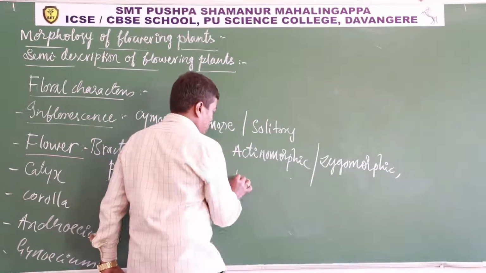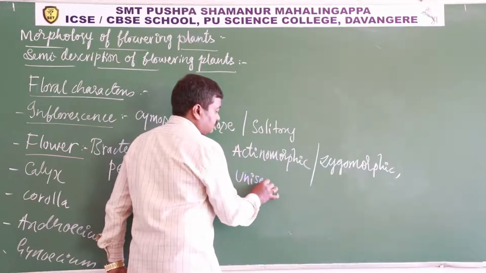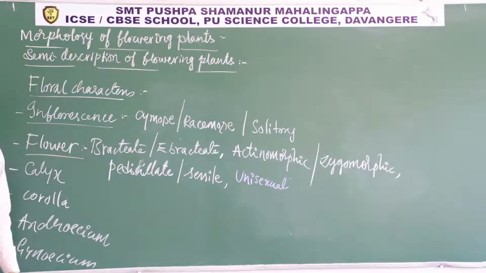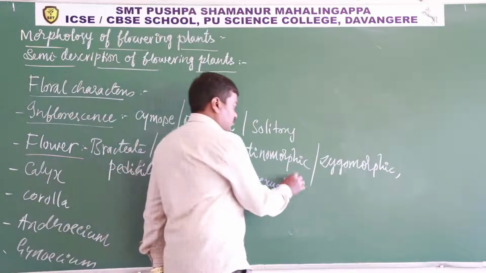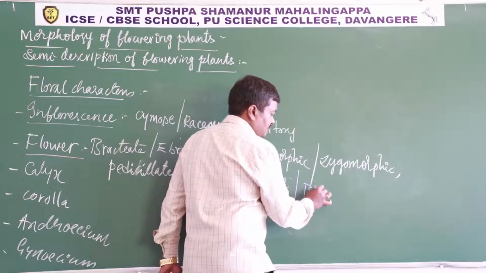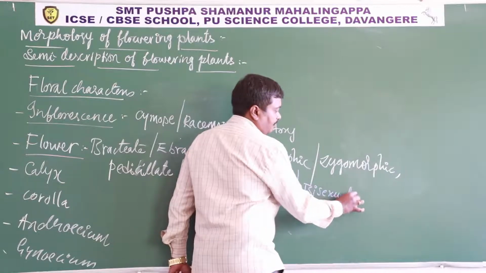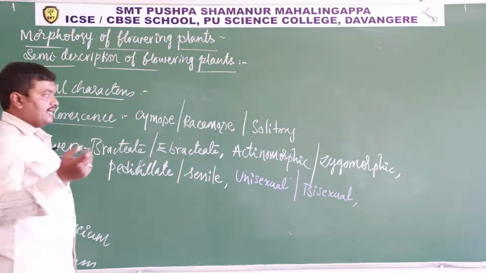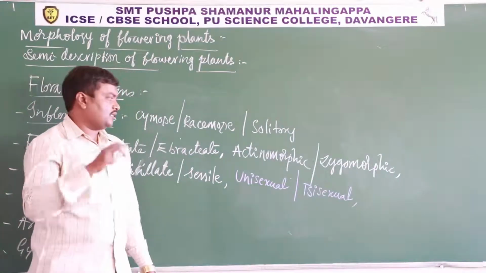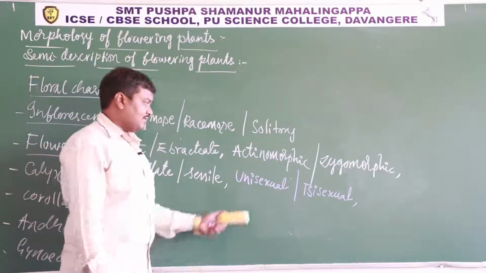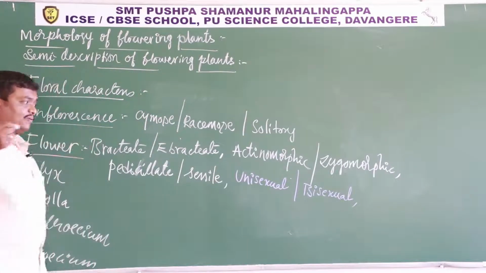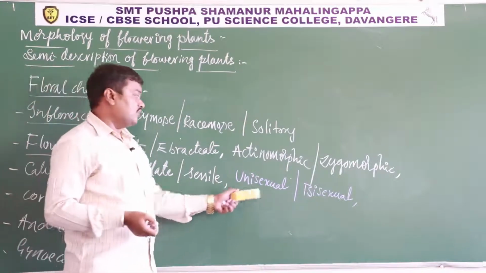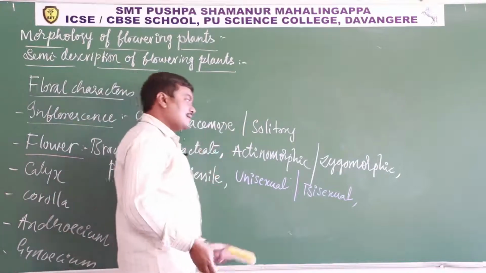After this, whether the flower is unisexual or bisexual, that should be mentioned. So flower unisexual means whether the flower is pistillate or staminate, that can also be mentioned. So unisexual or bisexual. In a flower, if both androecium and gynoecium are present, it is called bisexual. If the flower has either only androecium, only stamens, or only carpel or gynoecium, that is called unisexual. So in the flower twig or plant given to you, you need to mention whether the flowers are unisexual or bisexual, in simple terms, unisexual or bisexual.